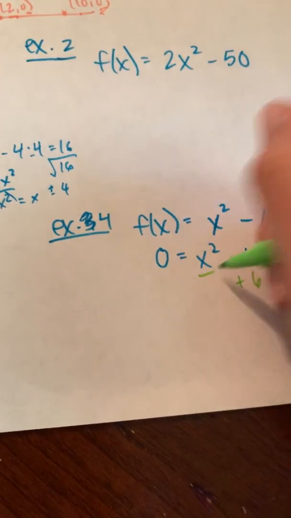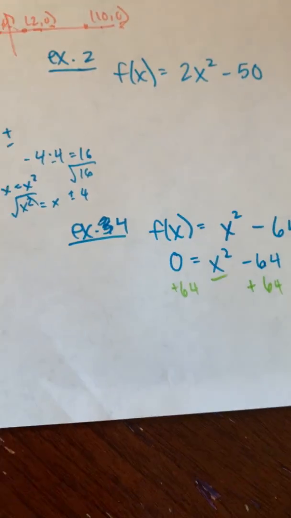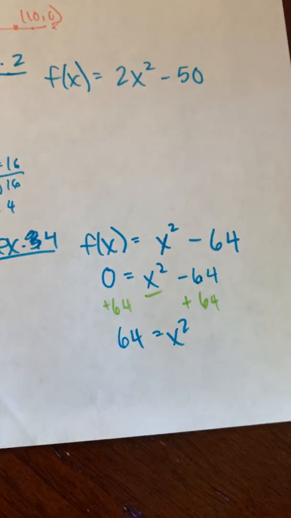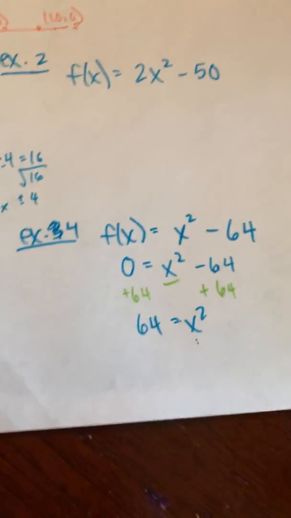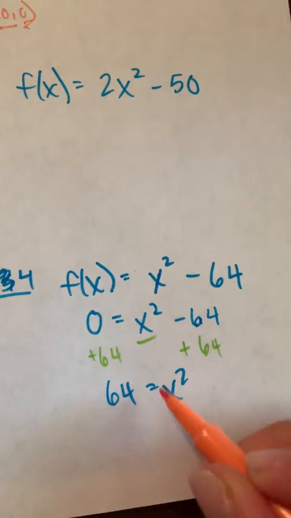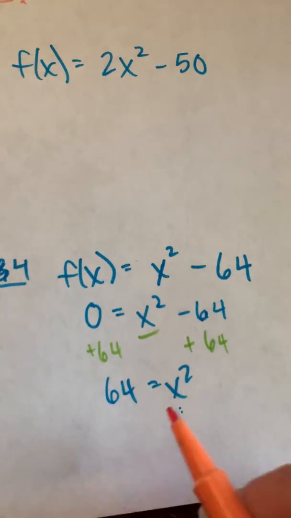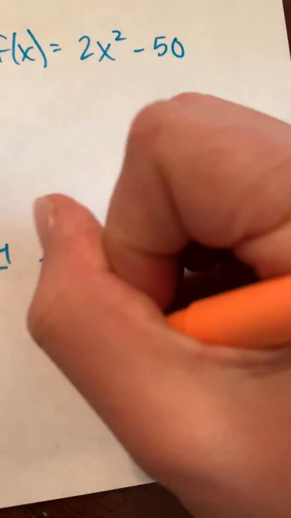We want to get x squared alone. That's the first step. So I'm going to add 64 to both sides. So now I have 64 equals x squared. Right? We got the x squared alone. What do I mean by that? There's nothing being added or multiplied, subtracted, divided, anything from this x squared. He's alone. Now we can take the square root of both sides.